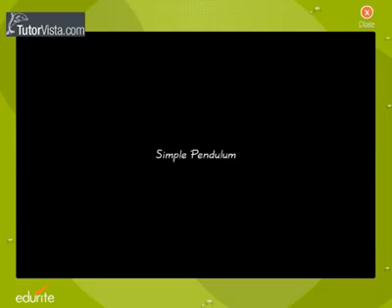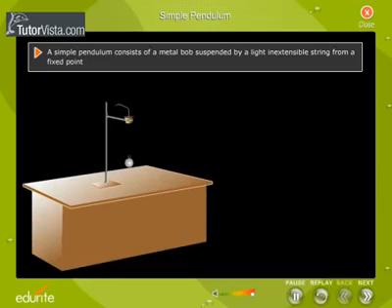Simple pendulum. A simple pendulum consists of a metal bob suspended by a light inextensible string from a fixed point. Let us now get familiar with the terms that we come across while learning a simple pendulum.